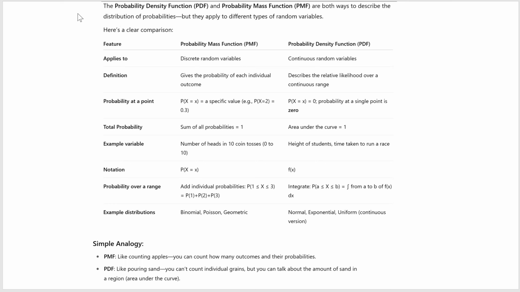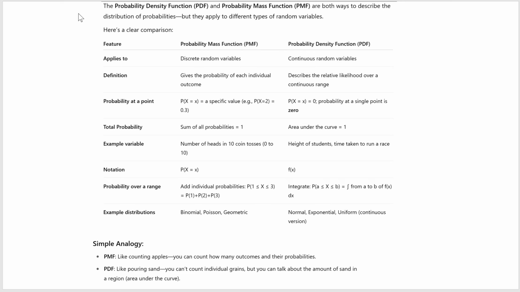Now, some terms: probability density function and probability mass function. Let's see what these are. These are important terminologies. They are mentioned throughout literature, in every paper and most statistics books. So let's see what that really means. One is used for discrete variables, the other for continuous variables. The probability density function (PDF) and probability mass function (PMF) are both ways to describe the distribution of probabilities. They apply to different types of variables.